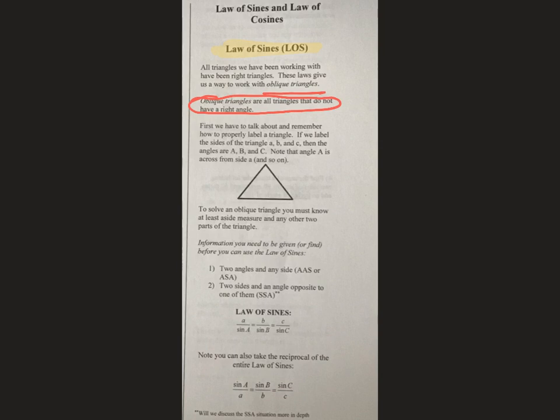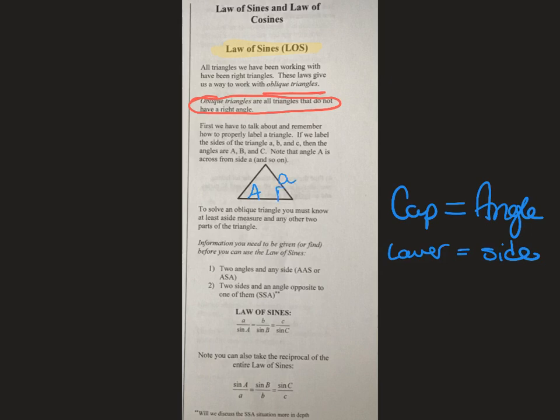So first of all, I need to make sure you guys remember how to label triangles properly from geometry. We're going to use capital letters for angles and lowercase letters for sides. So let's write a little note. Capital equals an angle, and the lowercase is going to be a side. And they're going to be across from one another. So if I call this right here angle A, then across the triangle has to be little side a. And if I call this angle B, then across the triangle has to be side b. And if we call this one C, then across the triangle has to be little c.